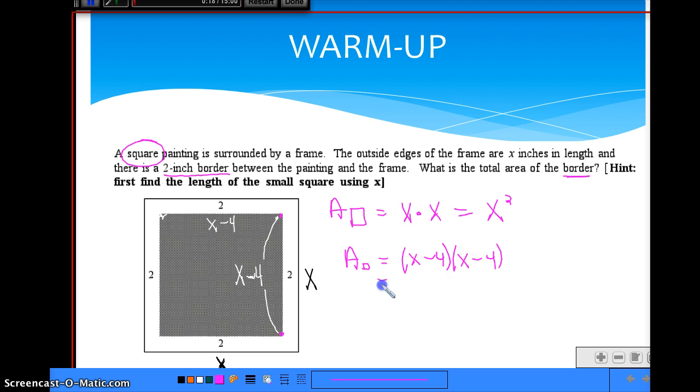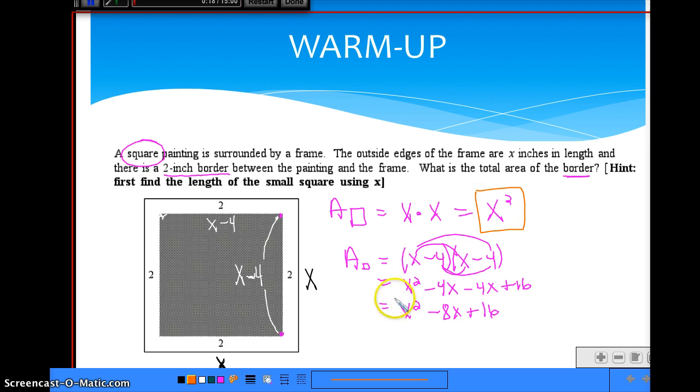This is going to force us down to the distributive property, FOIL. First would be x times x. Outers would be x times negative 4. Inners would be negative 4 times x. Last would be negative 4 times negative 4. Combine your like terms. That gives me x squared minus 8x plus 16. So this right here is the area of the big square. This right here is the area of the small square.